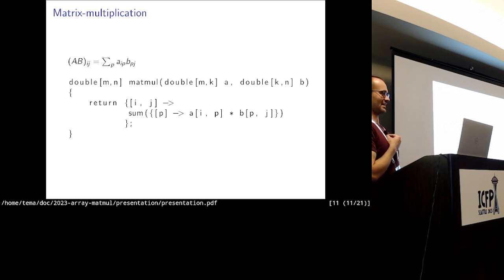So here I have the mathematical definition of matrix multiplication at the top. It takes two two-dimensional arrays A and B, and it returns another two-dimensional array. At position ij, it's equal to the inner product of the ith row of A and the jth column of B. And below there is an implementation in a functional array language, SaC, which we use to get the actual implementation. So as you can see, it's pretty close to the mathematical specification.